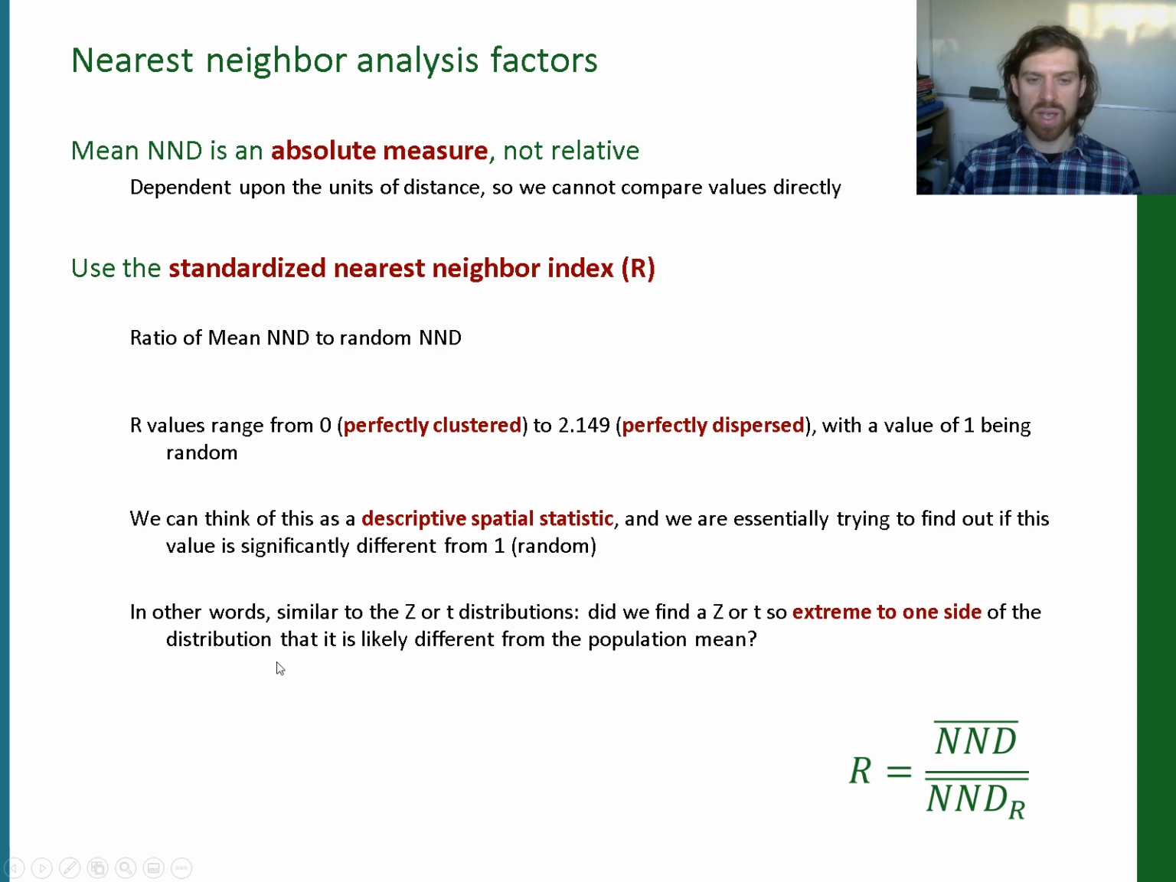So we can think of this as a descriptive spatial statistic that we are essentially trying to find out if this value is significantly different from 1, which would just be random, for example. So in other words, similar to the Z or the T distributions, we find a Z or T so extreme, to one end of the distribution, that it gives us some level of confidence that this might be occurring as a result of some other process that isn't random. If it goes beyond some sort of confidence level that we exogenously define before we start the test, okay? So always in advance.